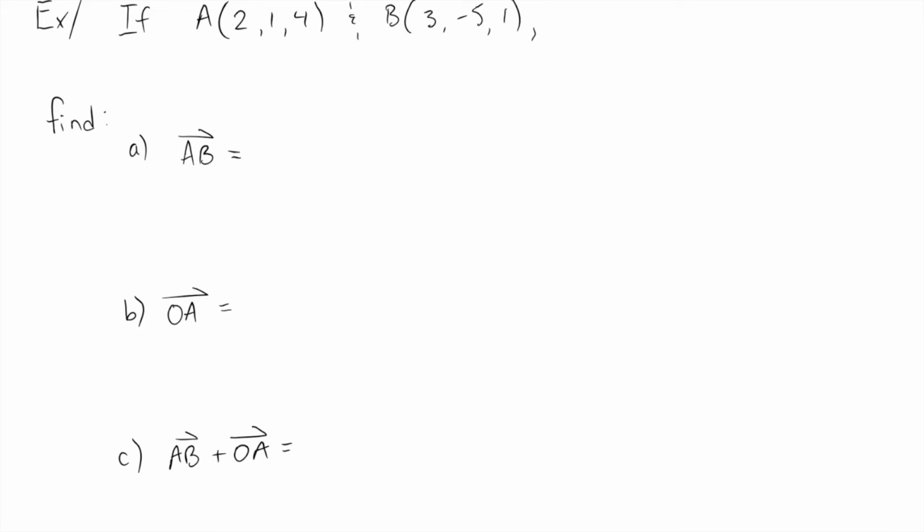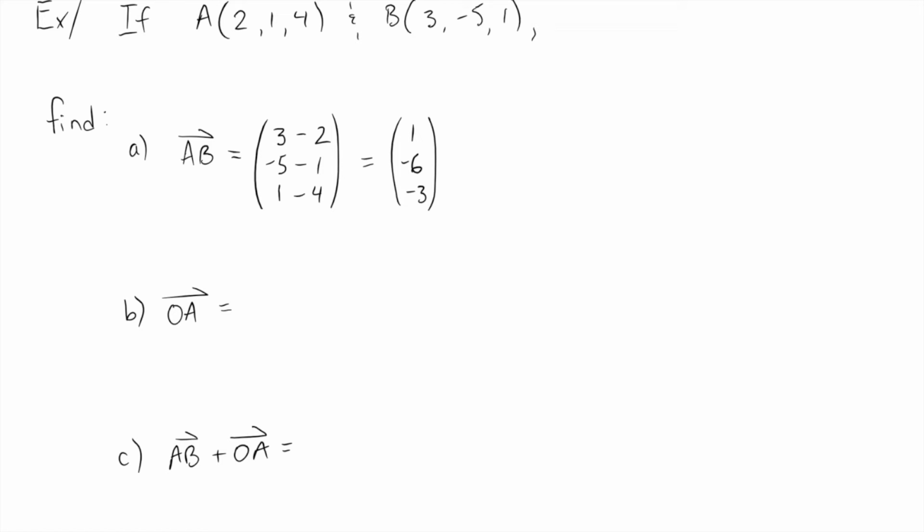So let's do a quick example with 2 points A and B with the coordinates listed, and we're going to find the vector AB, the vector OA, and the vector we get from adding AB to OA. So to find a vector between 2 points, we establish that that is done just by taking the coordinates of that 2nd point, the point where the vector ends, and subtracting the corresponding coordinates from the point where the vector starts. So I get that the vector AB is 1, -6, and -3.